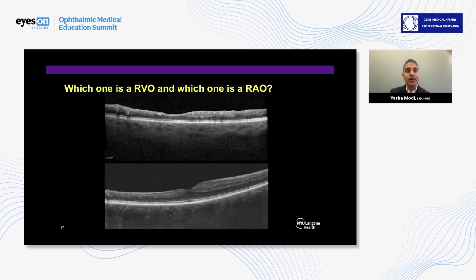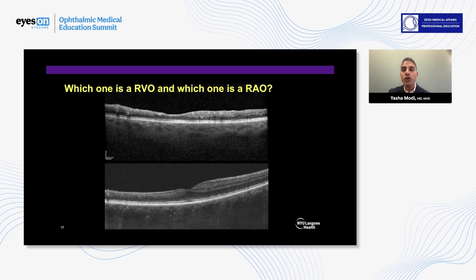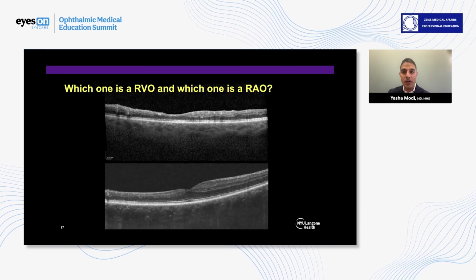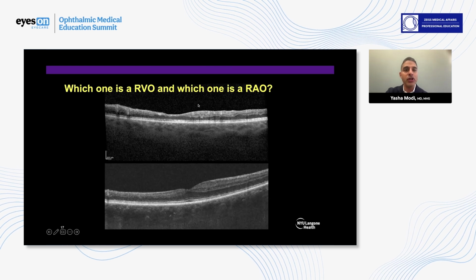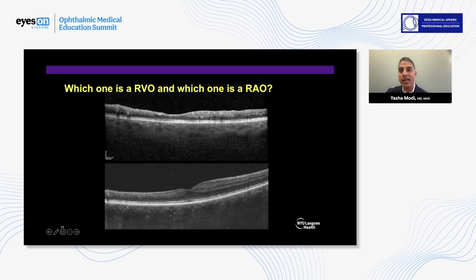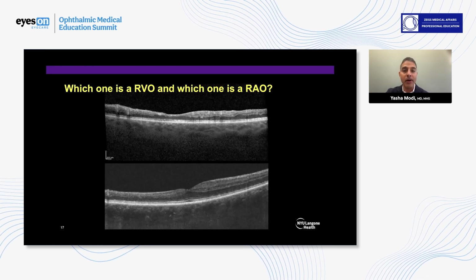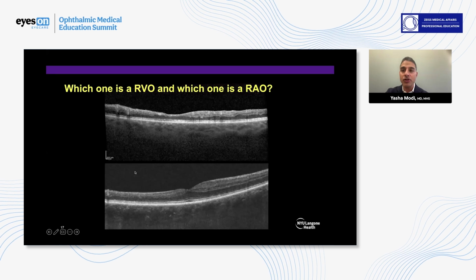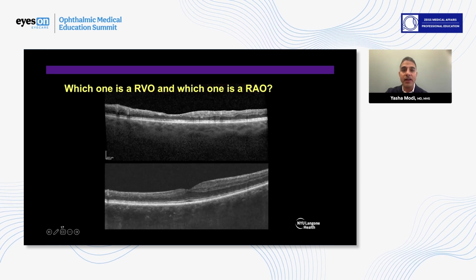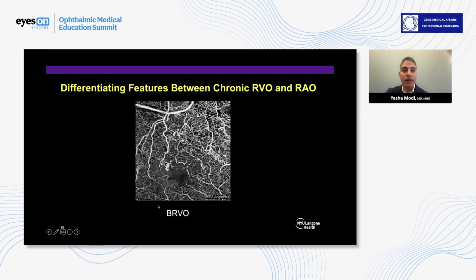Now take a look at this image. Which one is a retinal vein occlusion and which one is a retinal artery occlusion? Well, if we just look and say, hey, there's inner retinal thinning, that's going to be associated with some ischemic event, exactly as Caroline had so well pointed out in the prior talk. But it's really hard to know. Well, this top event, this is a branch retinal vein occlusion, and the bottom one is a retinal artery occlusion.